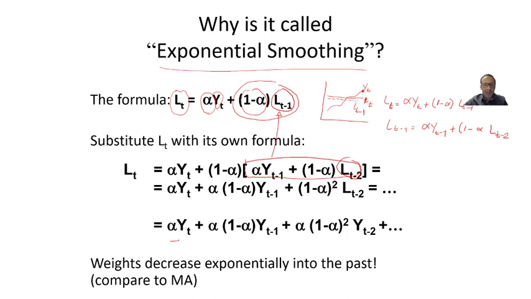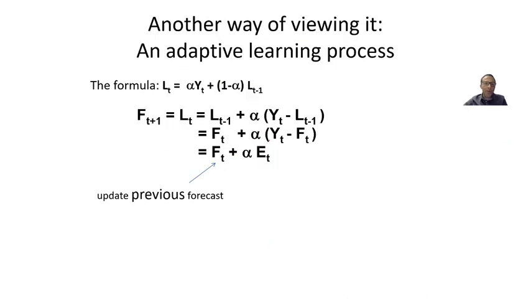It is going to go to infinity depending on the number of observations, and the weights will decrease exponentially into the past, as you can see from this formula. The weights, the alphas, will decrease exponentially. So we do not want to use this long formula, because it is very time consuming for any computer.